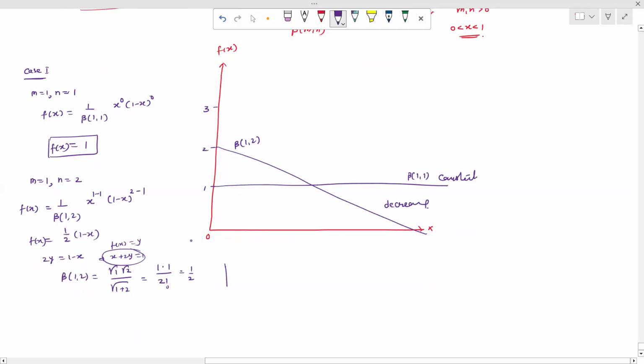Now when you put the values of m and n, we consider m equal to 2 and n equal to 1. The function gives us 1 upon beta(2, 1) into x raised to the power 2 minus 1, or (1 minus x) raised to the power 1 minus 1. The value of beta(2, 1) is the same, so this gives us 1 upon beta(2, 1) into x. So the function y equal to x, we move at 45 degrees from the origin. So we can draw this.